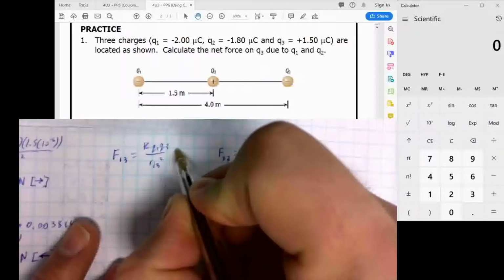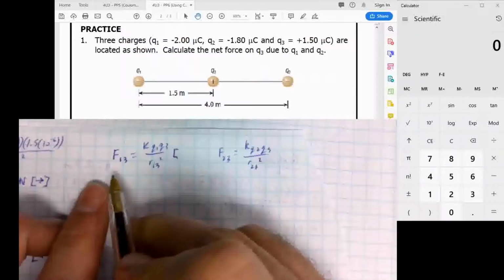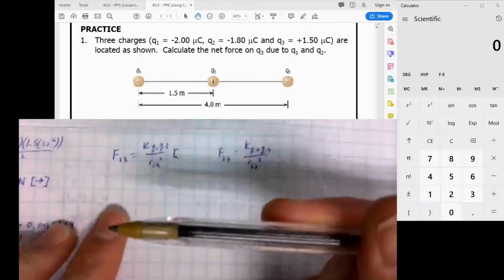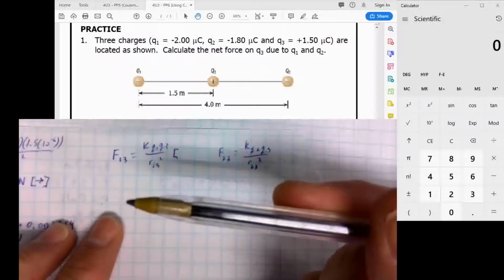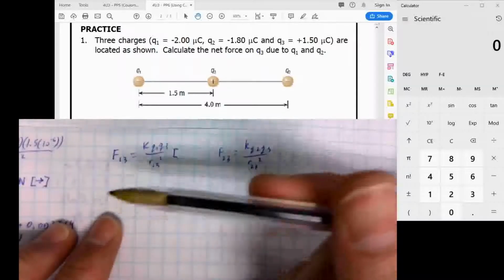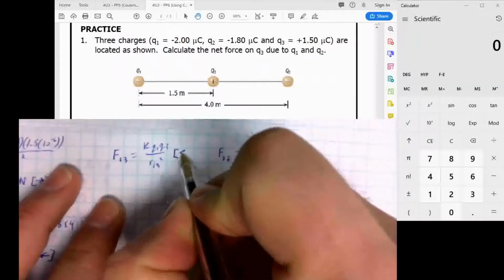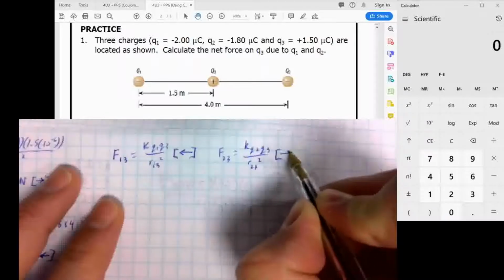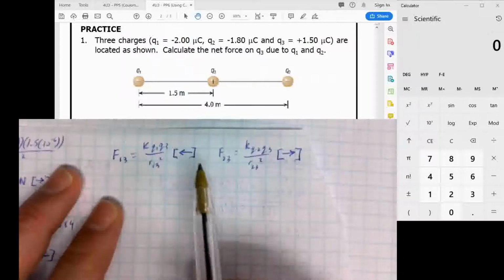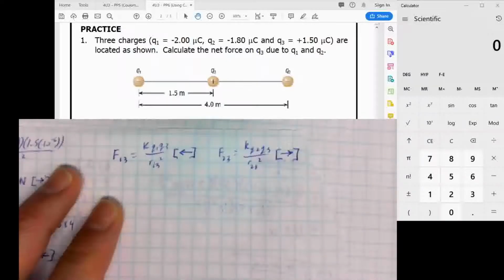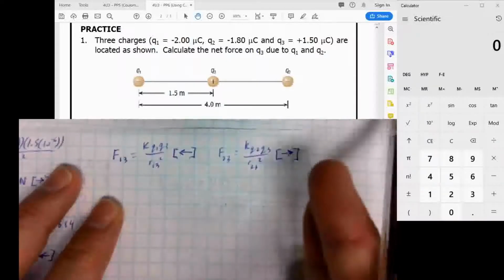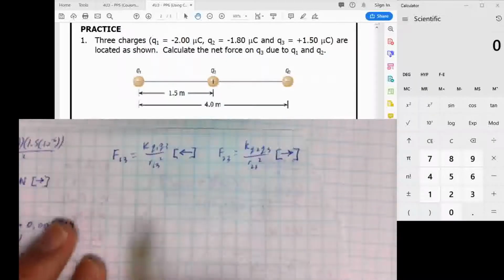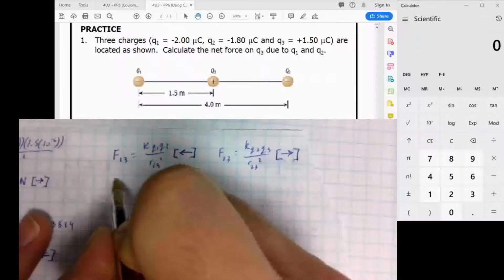So that means that for 3, because this is the force of 1 on 3, but I'm really interested in what the force on 3 is going to be from 1. So 3 is going to be moving towards 1. So this is going to be going to the left when we're all said and done. And this one is going to be going to the right because 2 is on the right of 3. 3 is going to be moving towards 2. So that means that our direction here is to the right. So let's solve these now.